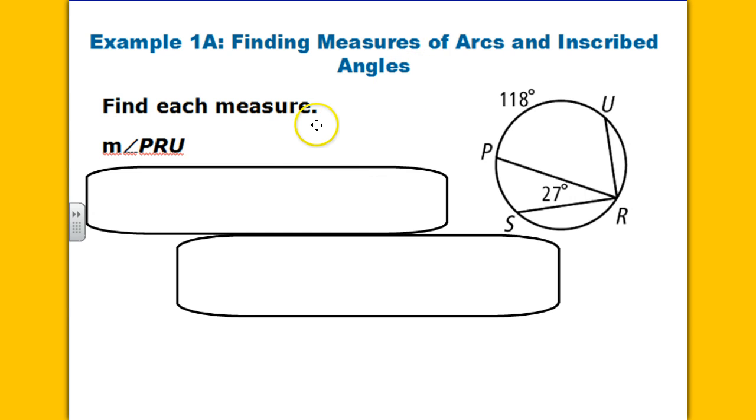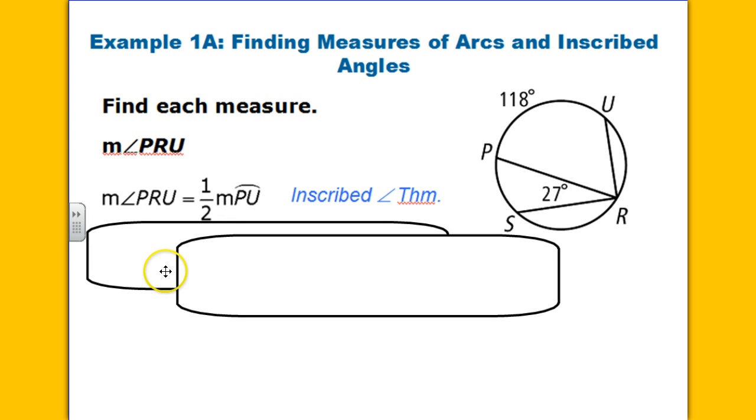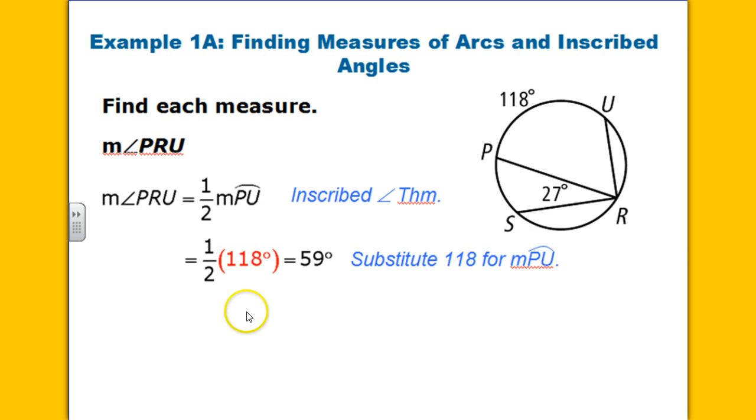Looking at the next slide, we have the measure of PRU. You can see the arc measures given out here. Arc P to U is 118. So what will the measure be? Don't say it out loud, jot it down, figure it out. What is the measure of PRU? Your plan is the measure of PRU equals what? What did we just learn in the theorem? It equals 1/2 the measure of the arc. So when you substitute our known information of 118, what do you get? Go ahead and say it. 59, right? That's not hard.